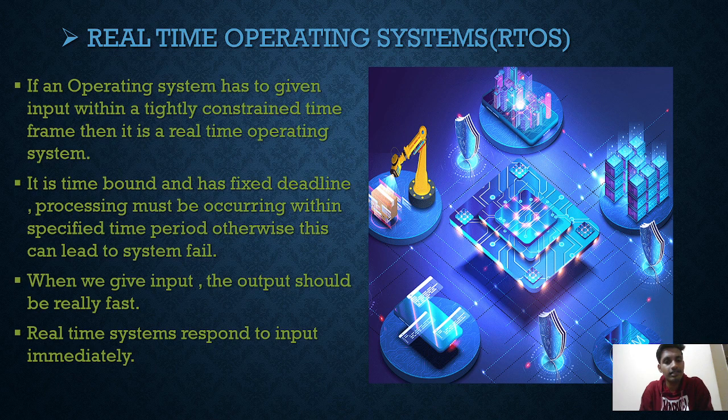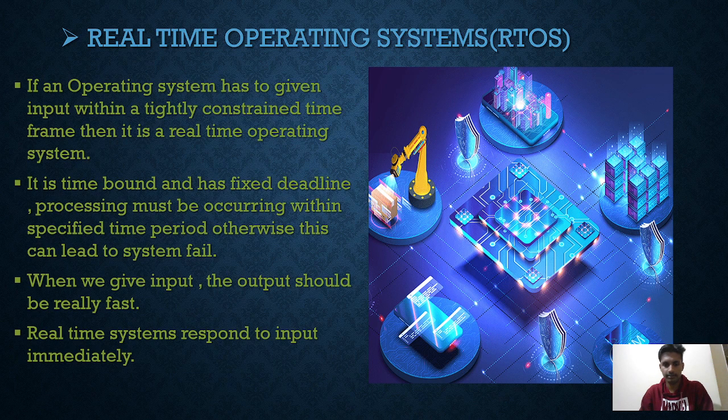If an operating system has to give output within a tightly constrained time frame, then it is a real-time operating system. What does this mean? As soon as you give an input, the output should be received very fast. The duration between the input and the output should be really short, only then can it be known as a real-time operating system. So we can take the example of a car.